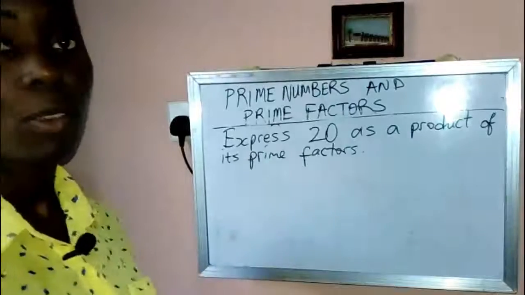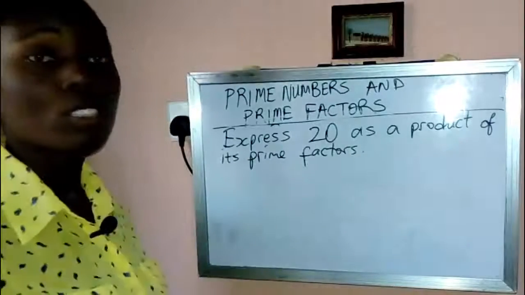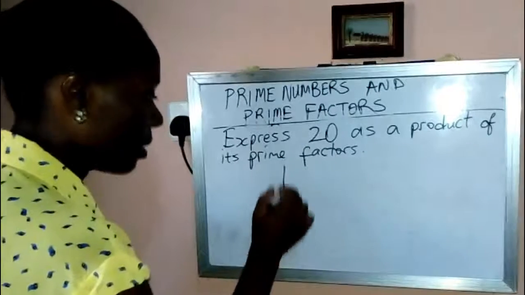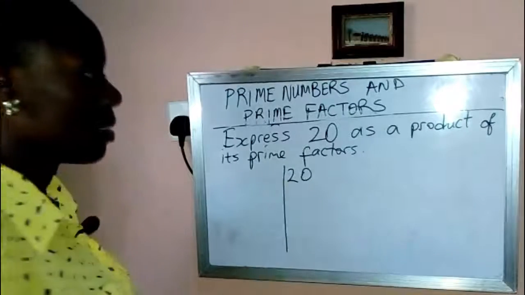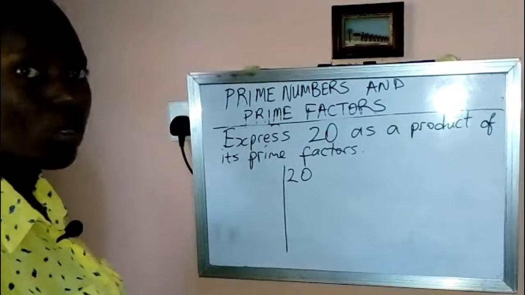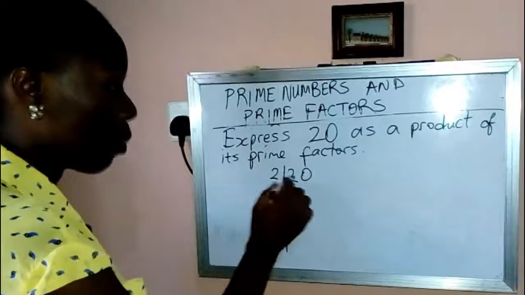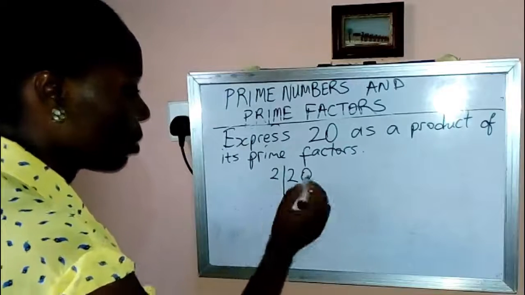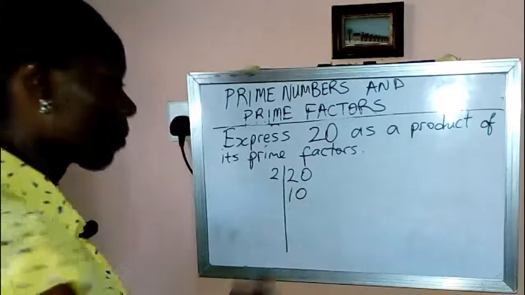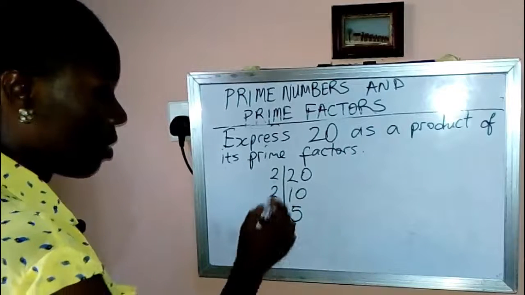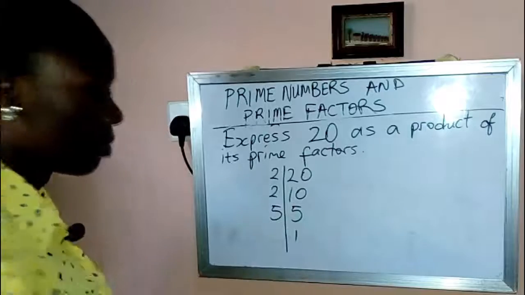It's a very simple method we use in solving this. It's just by division. Okay, so we just roll a line by 20. So let's see what can go into 20. 2 into 20, we have 10. Then 2 into 10, we have 5. 5 into 5, we have 1.